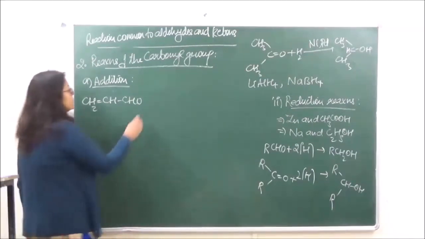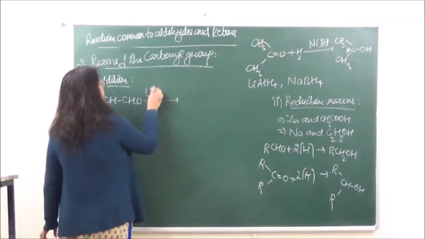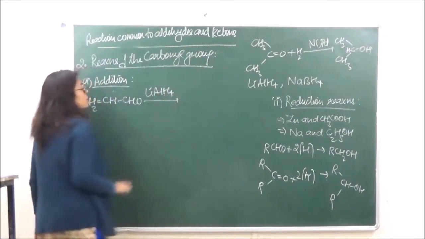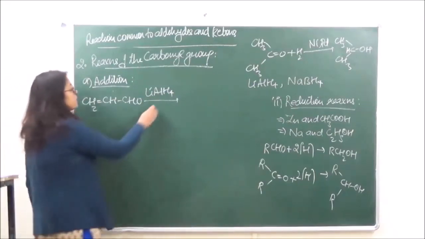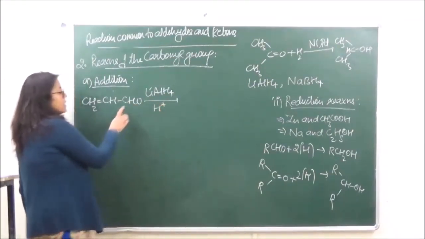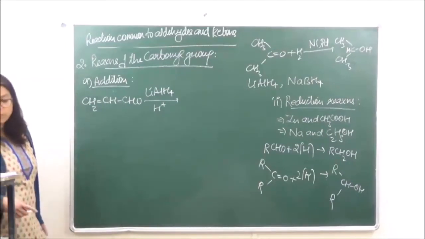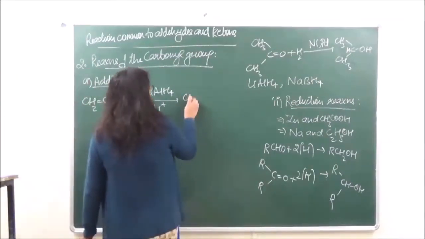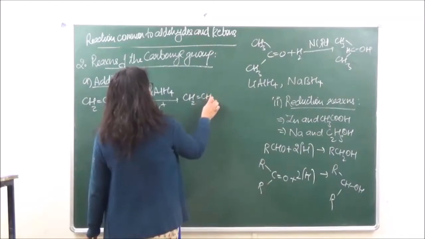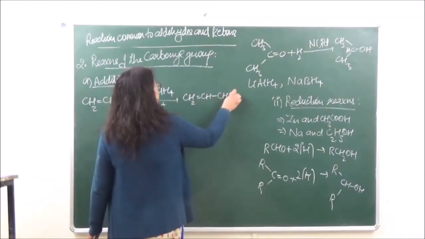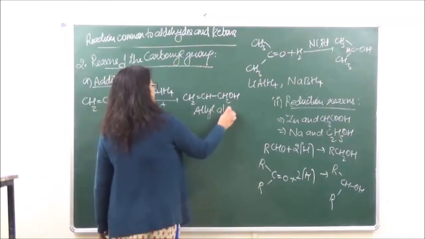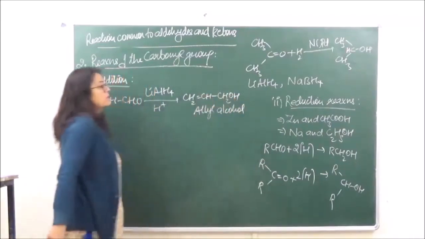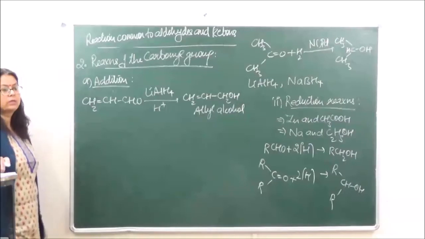and this in presence of lithium aluminum hydride, the double bond in acrolein is not going to be changed. The reaction that is going to take place in acidic medium is only on the CHO group, which is going to be changed. So we have CH2 double bond CH, CH2OH. This is known as allyl alcohol.